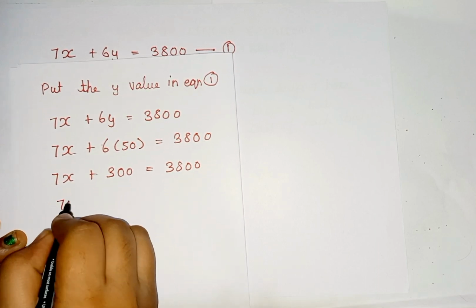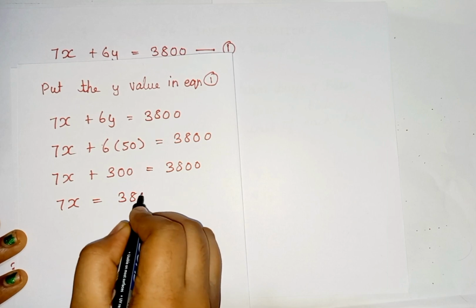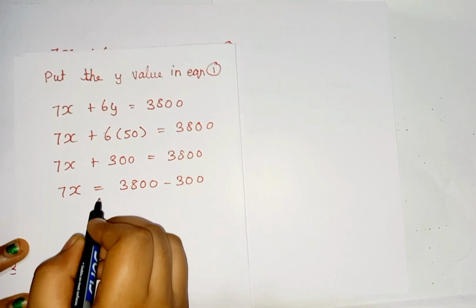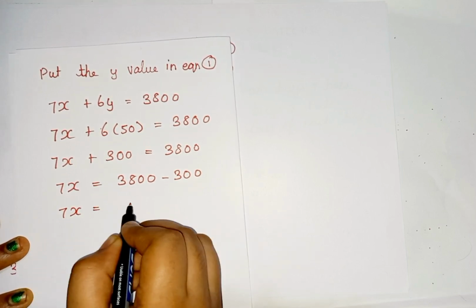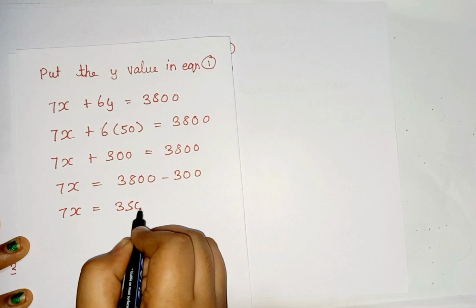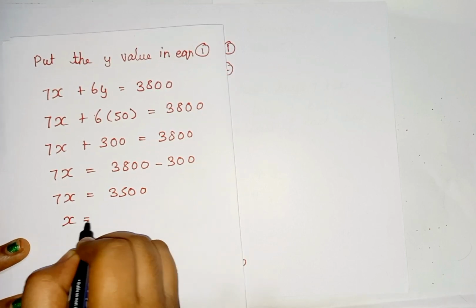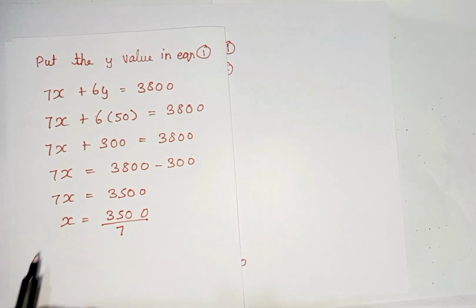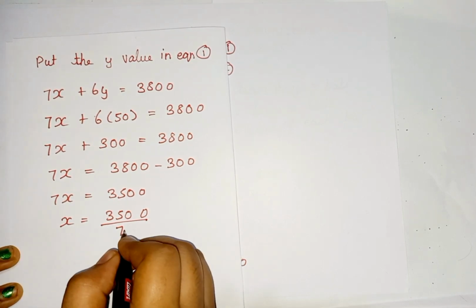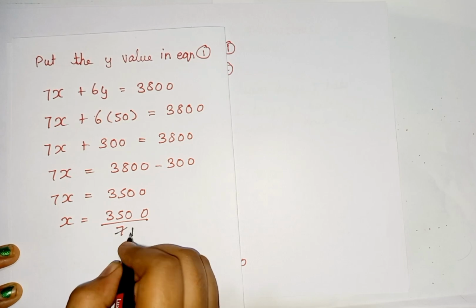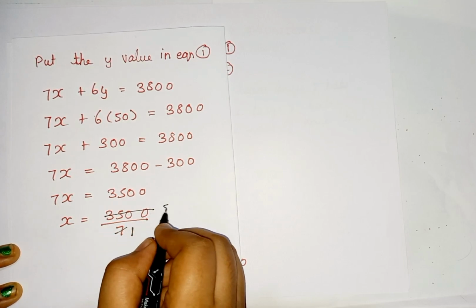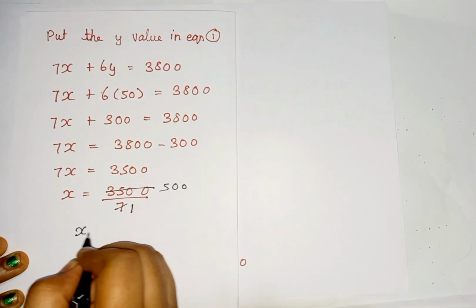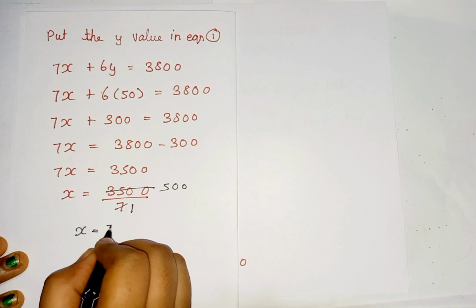Then 7x as it is is equal to 3800, and here it is plus 300, right? When it comes to this side, it changes into minus 300. When we solve them, we get 3500, and then x is equal to 3500 divided by 7. Here it is in multiplication, right? That's why. Now let us cancel. 1 7 is 7, and here 7 5s are 35, and 0 0. So what is the x value? The x is equal to 500.